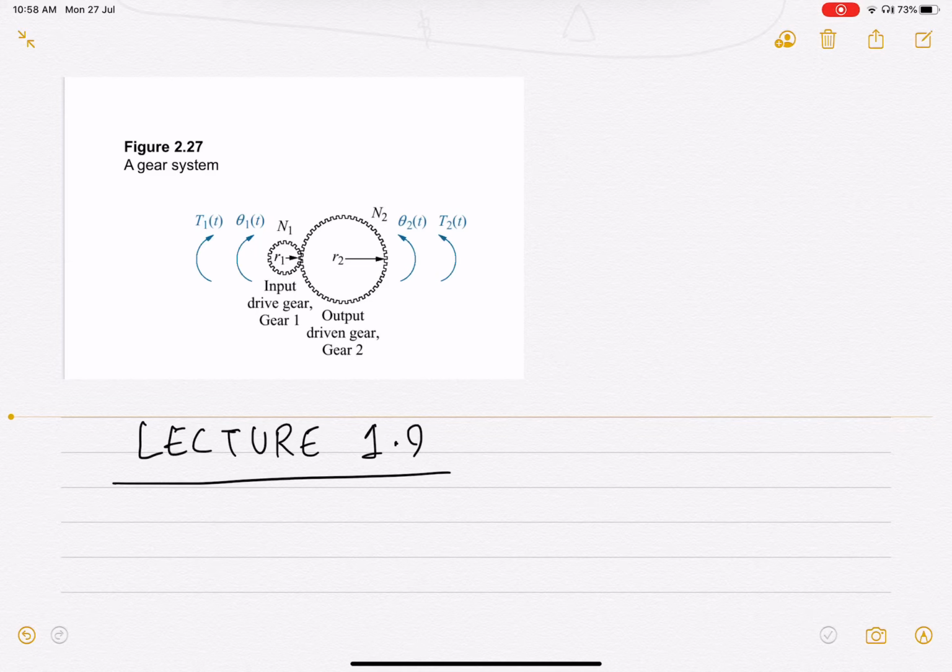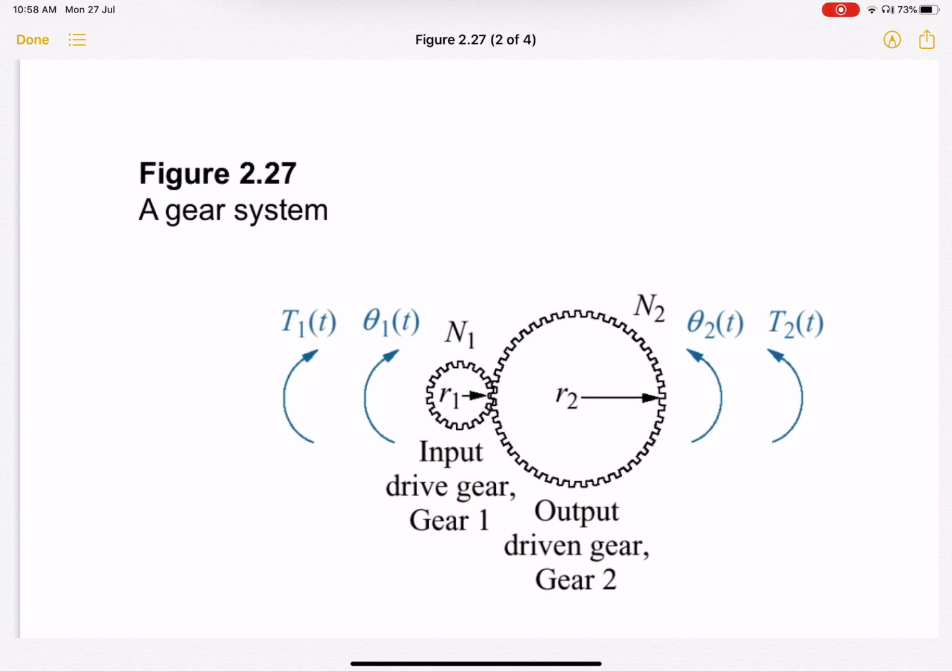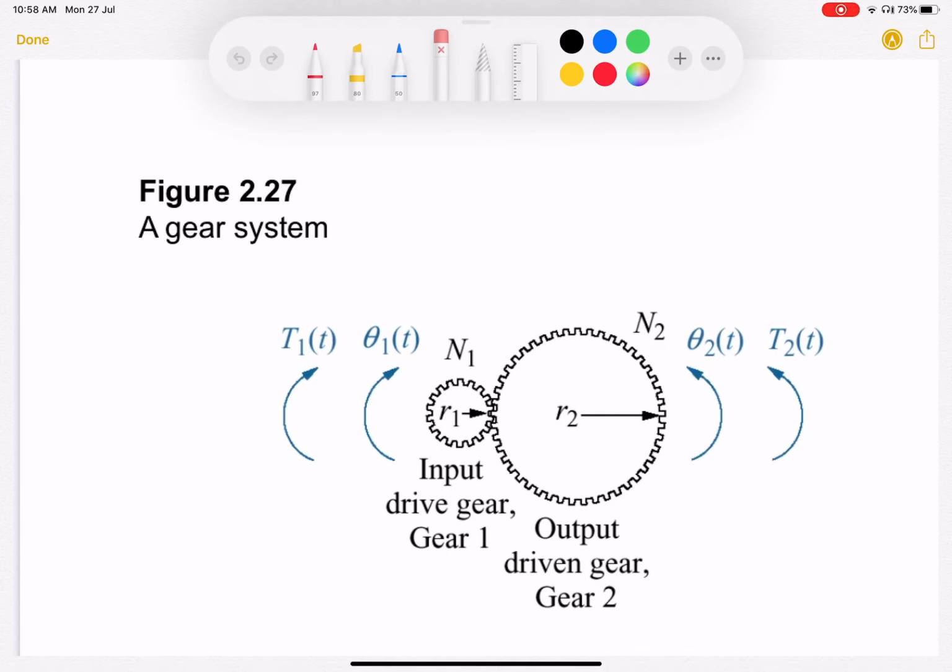So this is the slide from your book. You have two gears here, two different radii, R1 and R2, and consequently you have two different numbers of teeth, N1 and N2. The teeth are similar in size and dimension on both the gears. That is why there will be more teeth on the bigger gear, the gear with the bigger radius, and fewer teeth on the smaller gear, right?